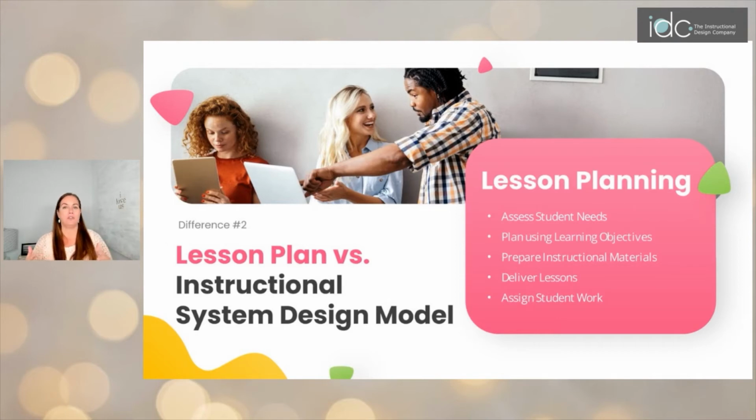So now I'm going to shift over into this instructional system design model, which is like lesson planning, but different. It's a little bit more robust, but even in that different model, you're going to see some similarities. So let's look at those.